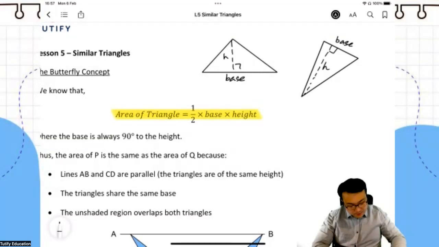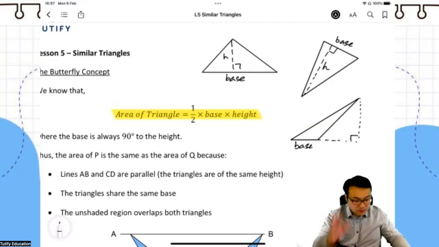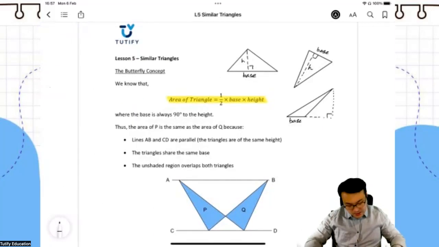Okay, one more thing. The height can also be outside the triangle. If this is the base, the height is outside the triangle. Do you notice? So what is the most important thing? The most important thing is the height must always be 90 degrees to the base. So that's just a quick reminder there before we start.